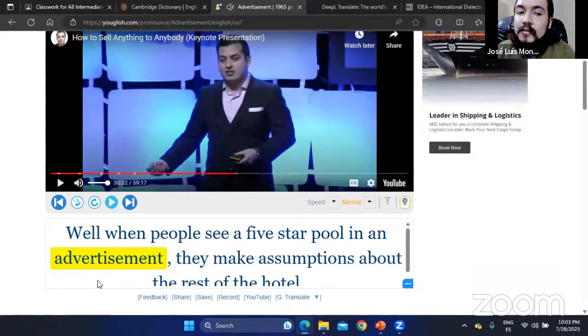Right. So far it means that there's coincidence between the two words, right? Advertisement. In the two cases, it was advertisement. Right here, I think the context is a little bit clearer, right? When people see a five-star pool in an advertisement. Let's just see one more.